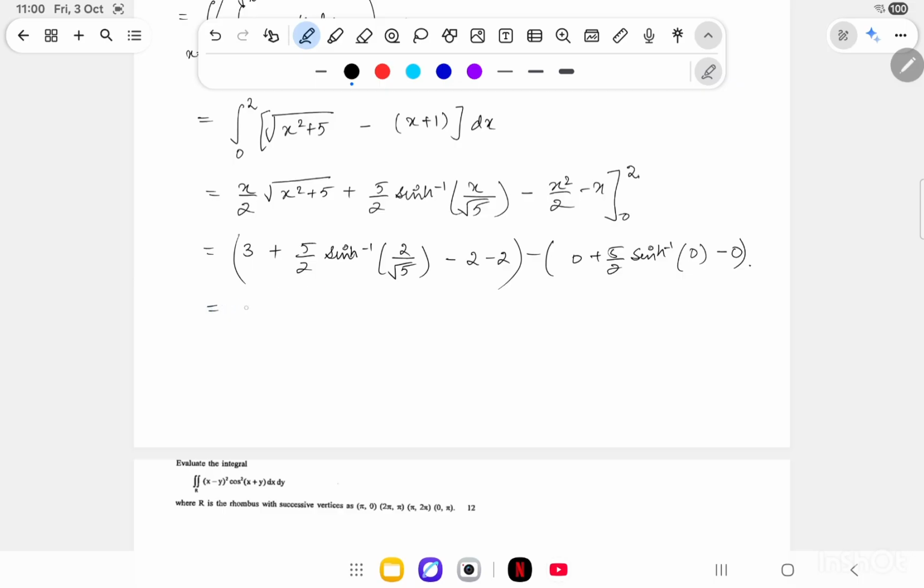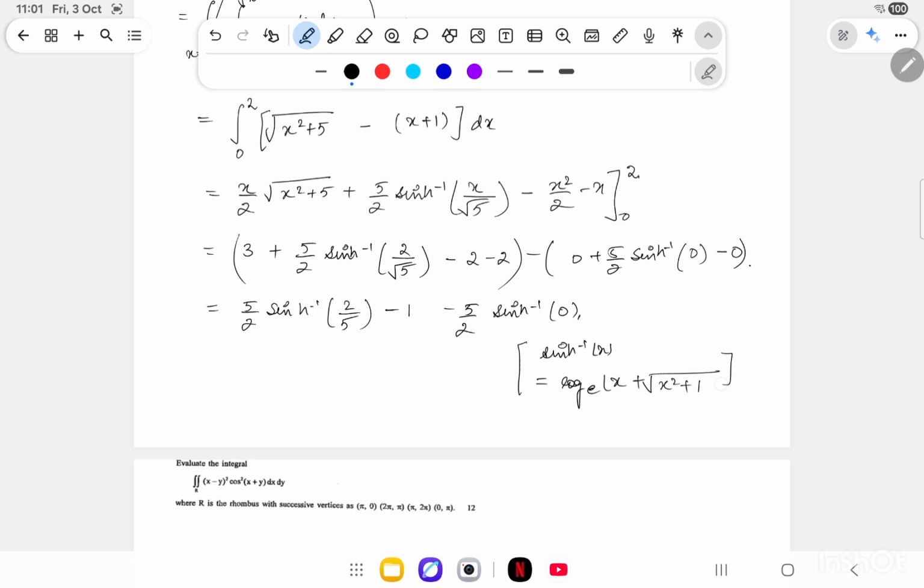This simplifies to 5 by 2 sinh inverse of 2 by root 5, minus 1, minus 5 by 2 sinh inverse of 0. We know that sinh inverse x is equal to log_e of x plus under root x square plus 1. So sinh inverse 0 will be log 1, that is 0. So this term reduces to 0, and we need to check what will be the value of this term.